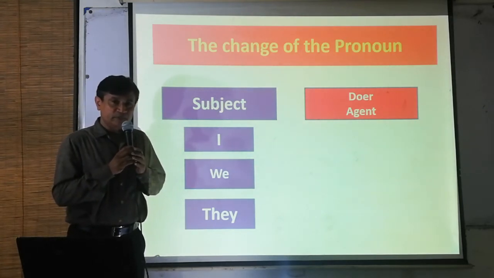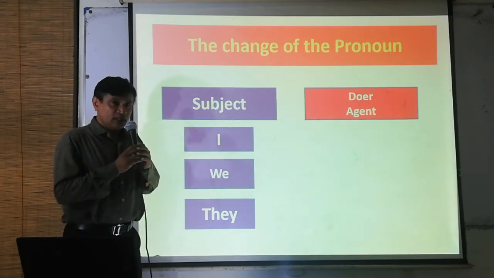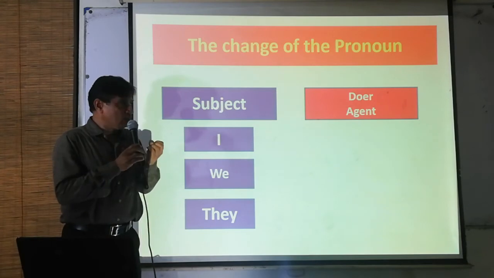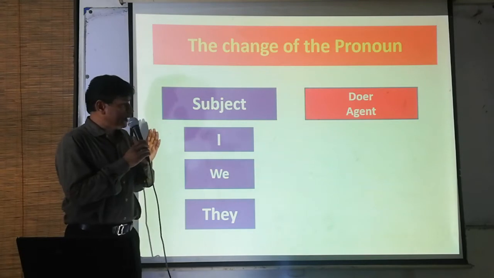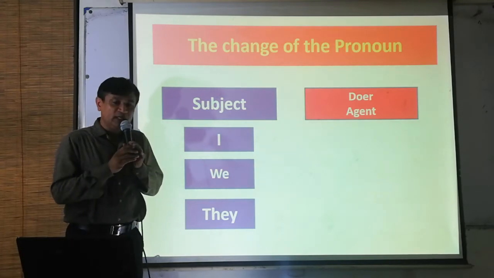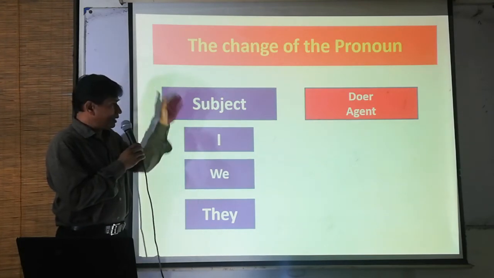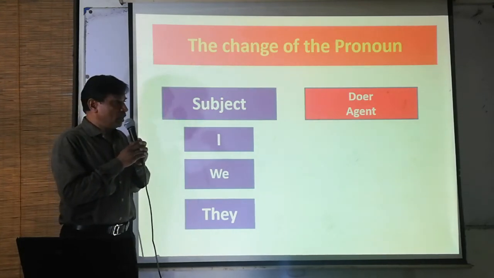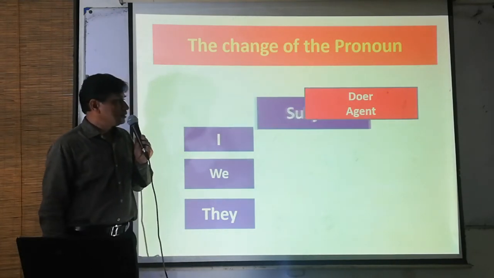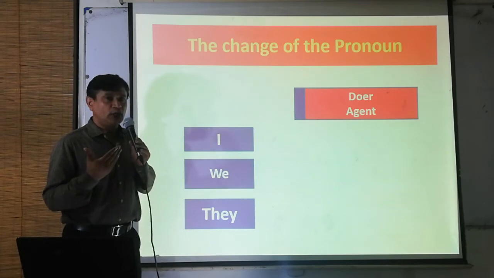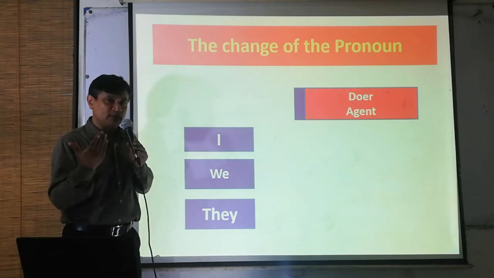Right? They change. When we turn a subject into doer or agent, their form is changed. The form of the pronoun is changed. Now I am going to show you that change. On this side you can see the subjects, the other side you can see the doer or the agent. Now you can see what happens clearly. The subject becomes the doer or agent when turning active voice into passive voice.